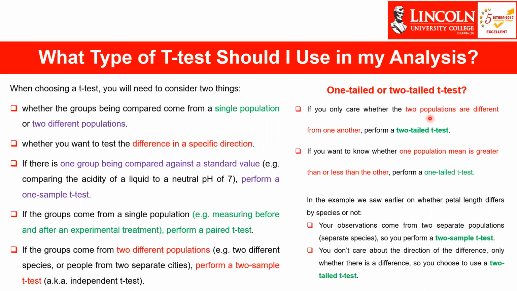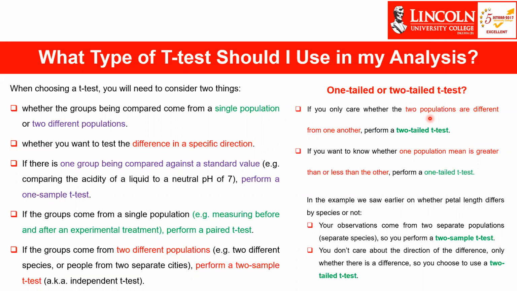If the groups come from a single population, that is, probably you are measuring before and after an experimental treatment, then in that case, you perform a paired t-test because it's coming from a single population. Now, if the groups come from two different populations, that is two different species, or people from two separate cities, you perform a two sample t-test, also known as an independent t-test.